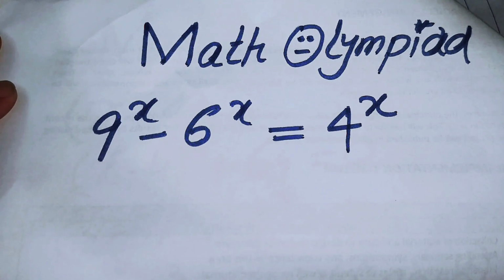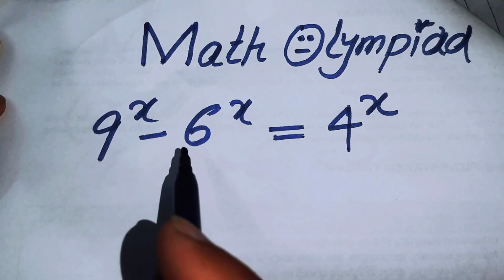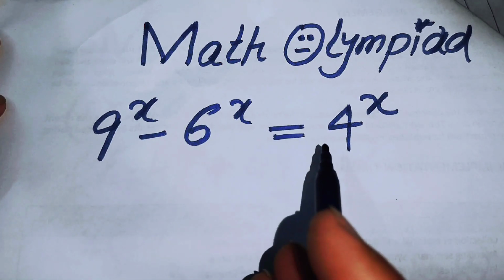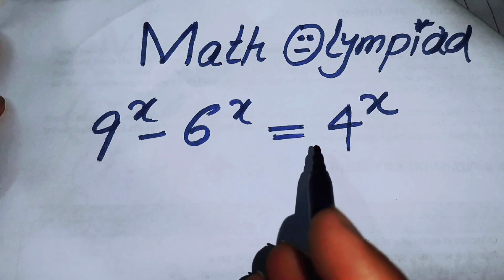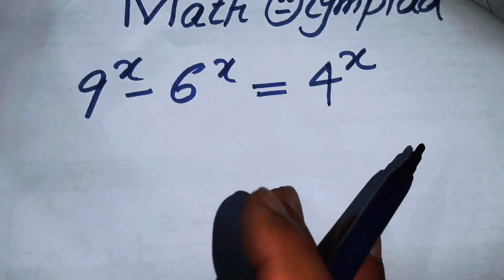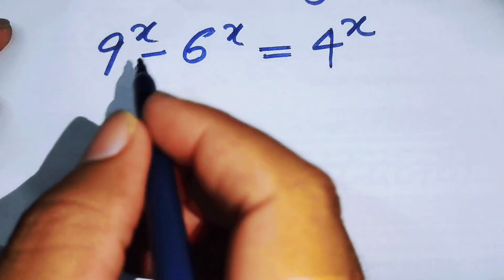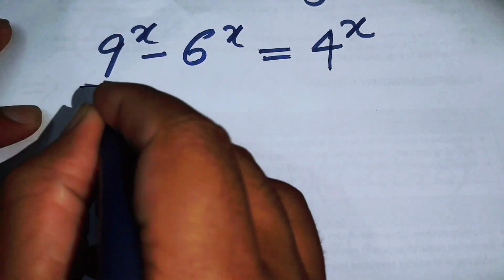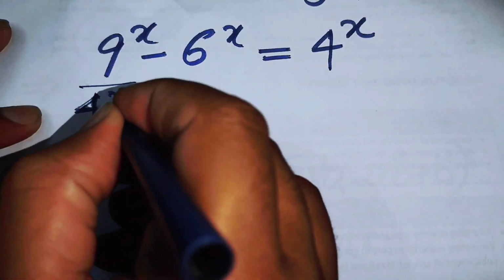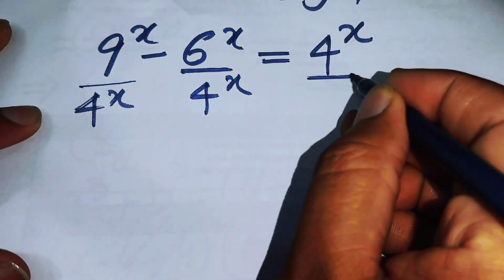In this video we are going to solve this nice algebra problem, and here we have 9 to the power of x minus 6 to the power of x is equal to 4 to the power of x, and we will solve this problem for the value of x. So the very first thing we are going to do is, first we will divide each side by 4 to the power of x in this way.